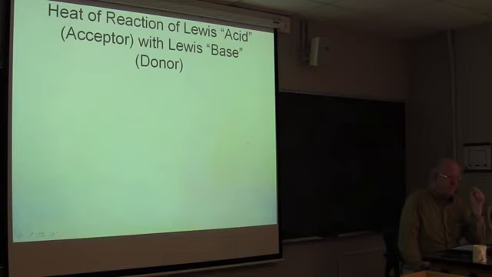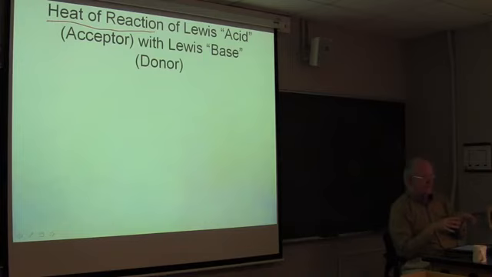Now, hydrogen bonding is only one example of what we call a donor-acceptor process. Probably the most generalized form of a donor-acceptor process is what we refer to as Lewis acid-base interactions. And what I'm going to talk about in a few minutes is how we chemically quantify heats of reaction when a Lewis acid reacts with a Lewis base.